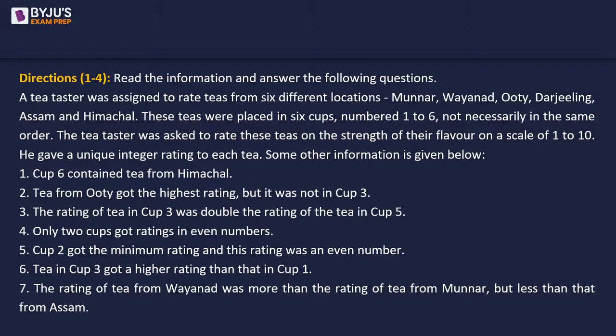So the first one is cup 6 contained tea from Himachal. Tea from Uti got the highest rating, but it was not in cup 3. The rating of tea in cup 3 was double the rating of tea in cup 5. Only 2 cups got ratings in even numbers, and so on and so forth. So there are 7 statements.